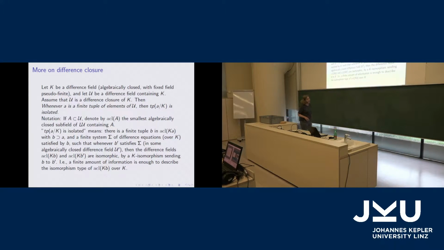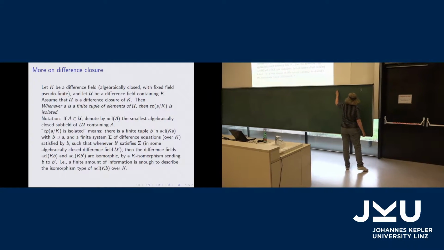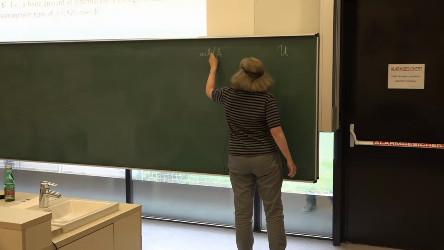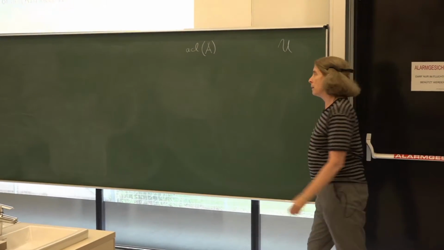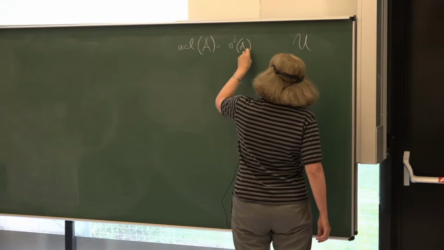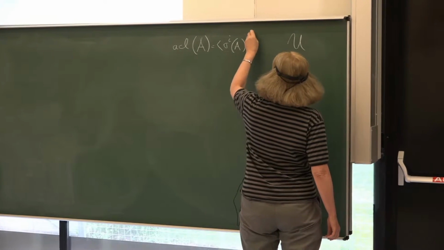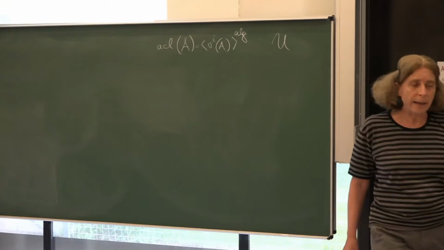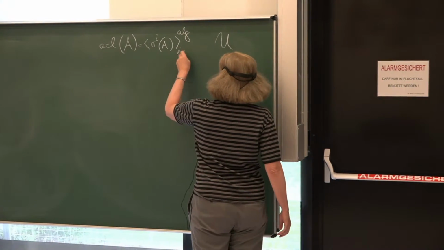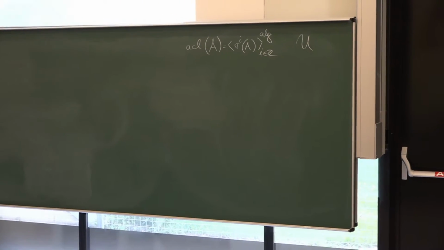So first of all, I'm working inside a large model. If I have a subset A in here, I'm looking at what I call ACL of A. This is going to be the smallest algebraically closed difference field which contains A. In other words, I look at A, I look at all its transforms under sigma, I look at the field it generates, and I take an algebraic closure inside U. Good.